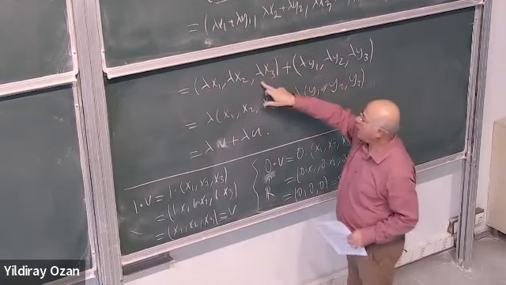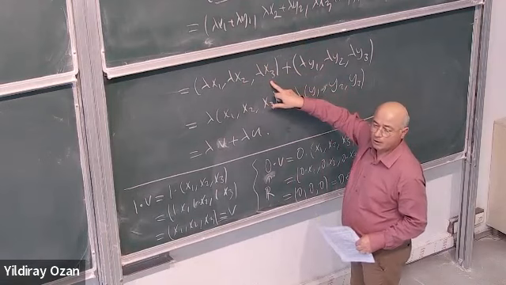Just think of this way. How would you add these two vectors?